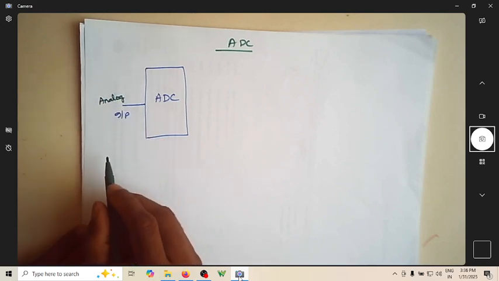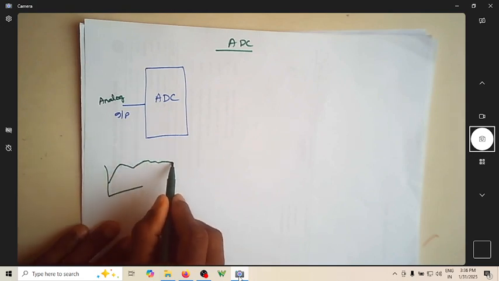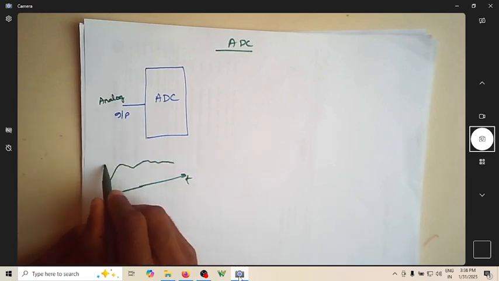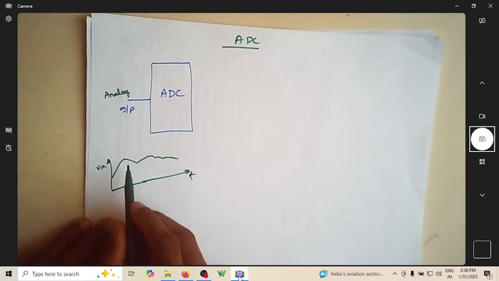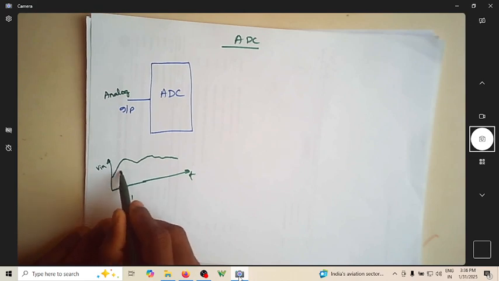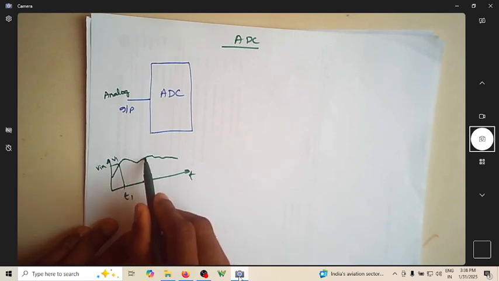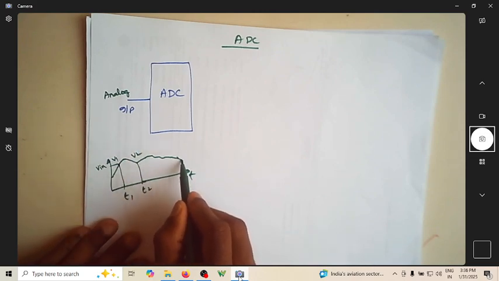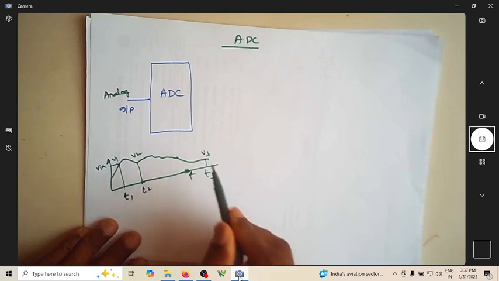When I say analog in nature, it can have any amplitude that keeps varying with respect to time. Suppose this is the input voltage and I want to find its digital equivalent at a given point of time. At time t equal to t1, I have an amplitude of some v1. At some other time t2, I have a different amplitude v2. Around t3, it is some other amplitude.